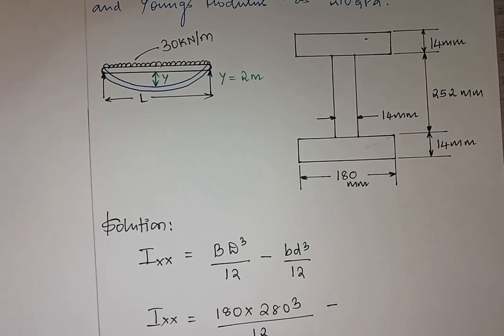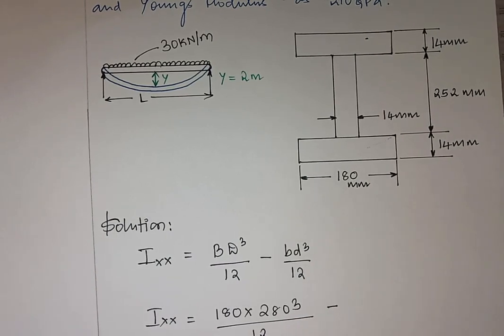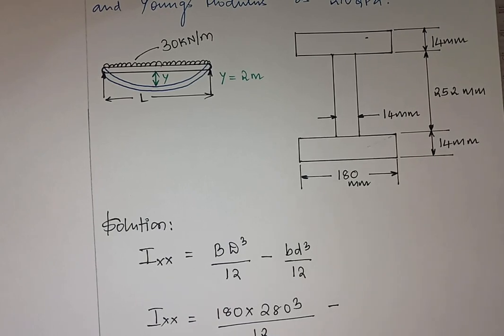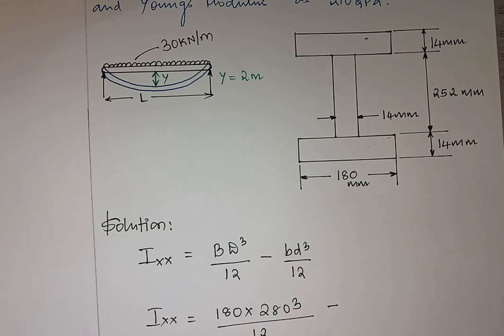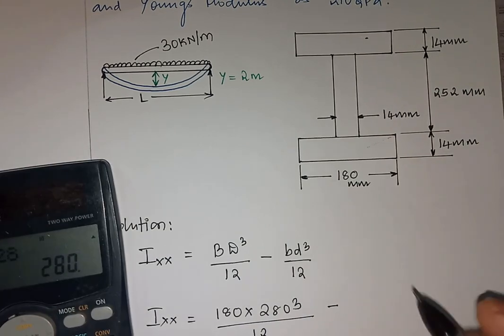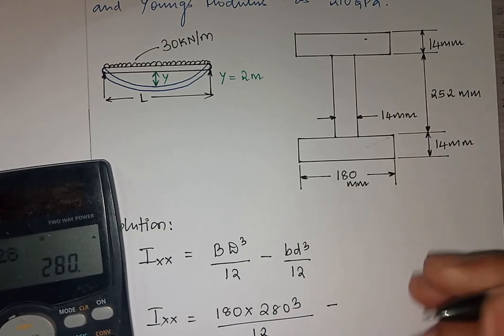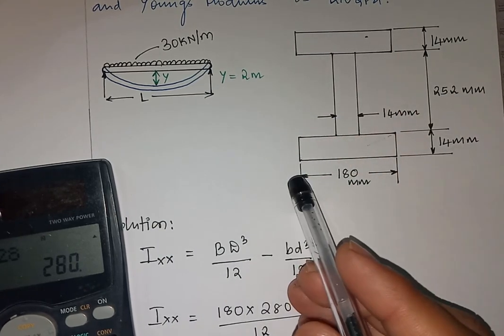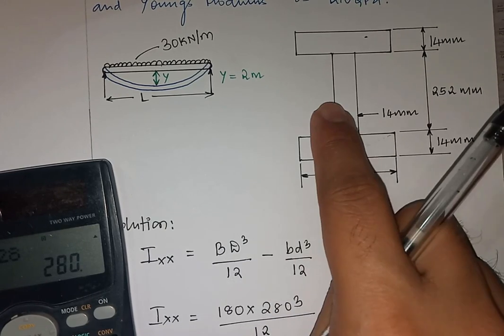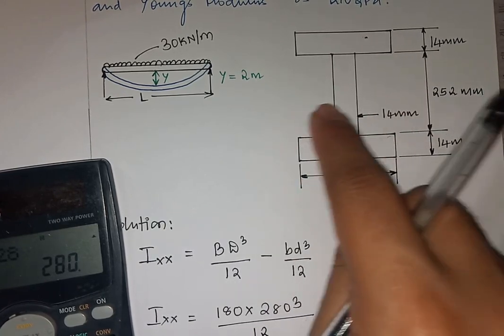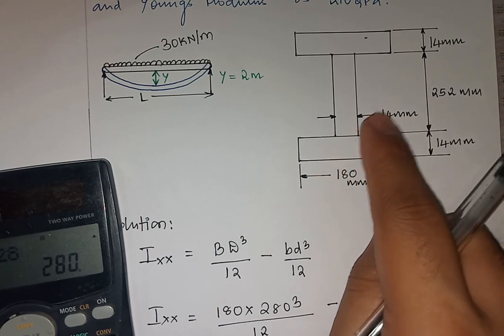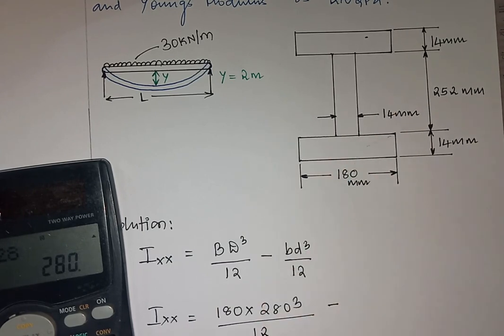So what I am getting? BD cube divided by 12 once again. Now B here in this case is 166. Right? Now try to understand what I am making here. I have taken the entire rectangle. In that entire rectangle I am going to minus this blank area. Then what I'll be getting? I'll be getting the moment of inertia about the x-axis for this I section.